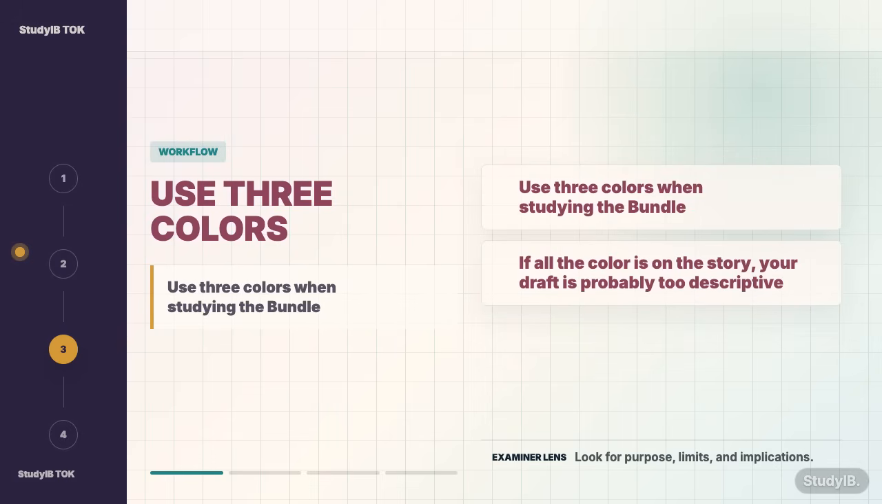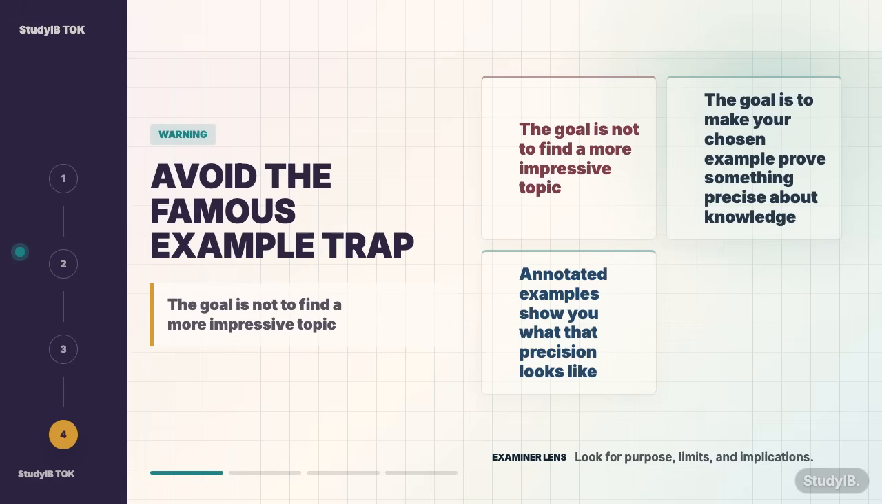Use 3 colors when studying the bundle: one for claim, one for evidence, and one for examiner comment. If all the color is on the story, your draft is probably too descriptive. The goal is not to find a more impressive topic. The goal is to make your chosen example prove something precise about knowledge. Annotated examples show you what that precision looks like.